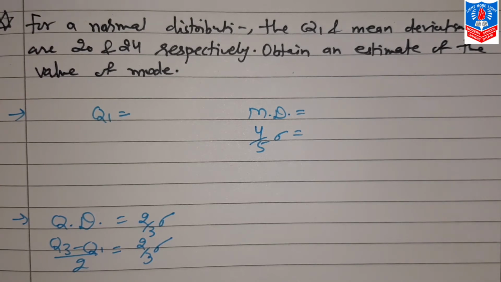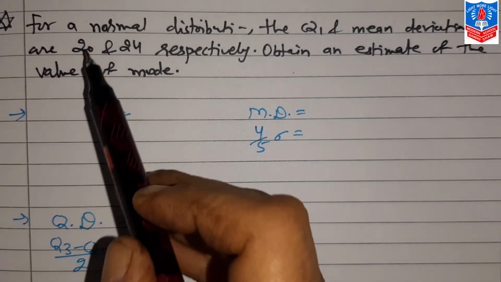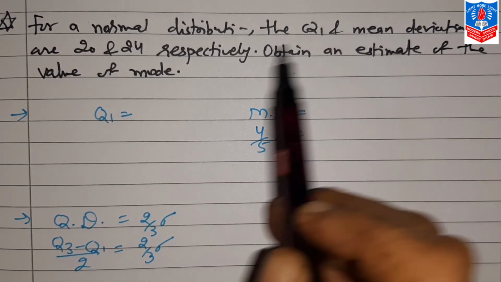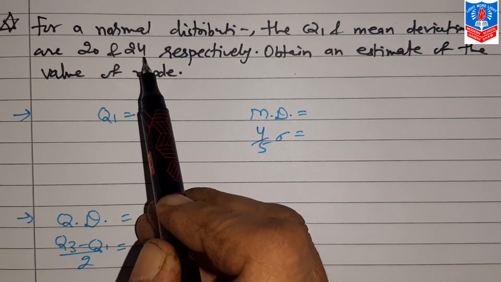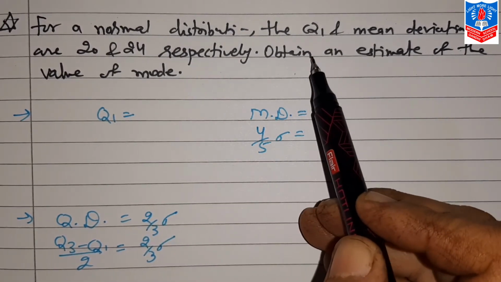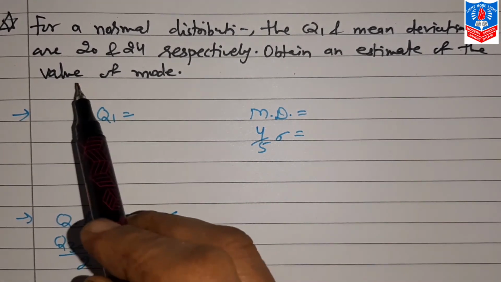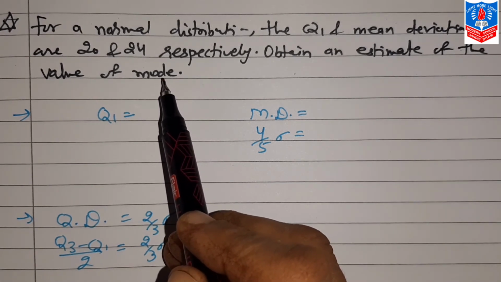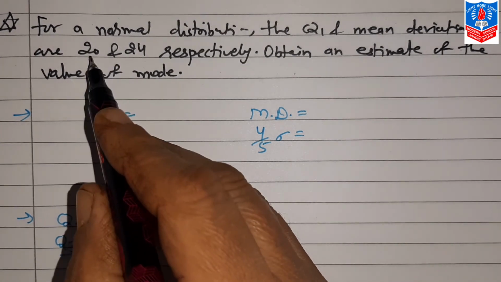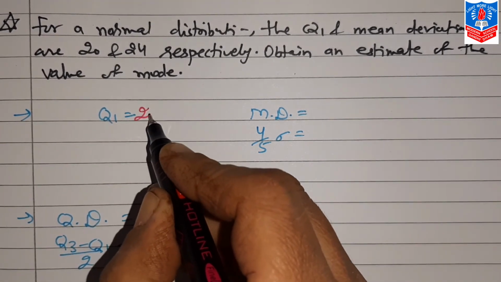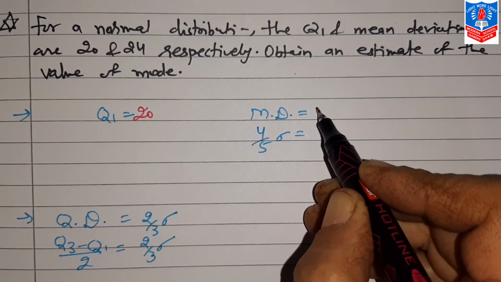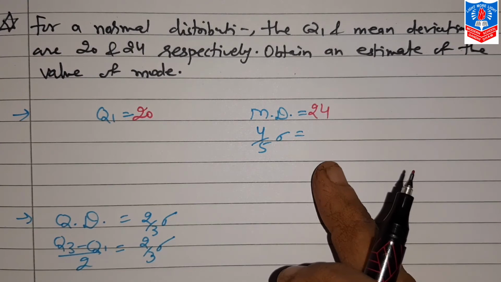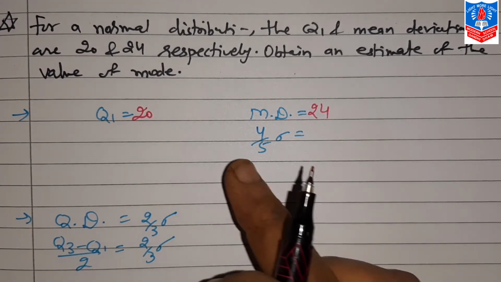Next and last question of this session. For a normal distribution, Q1 and mean deviation are 20 and 24 respectively. Obtain an estimate of the value of mode. Now we are supposed to find the mode, but for that, which two values are given? Q1, that is 20, and mean deviation, that is given as 24. Based on this, we are supposed to find the value of mode.